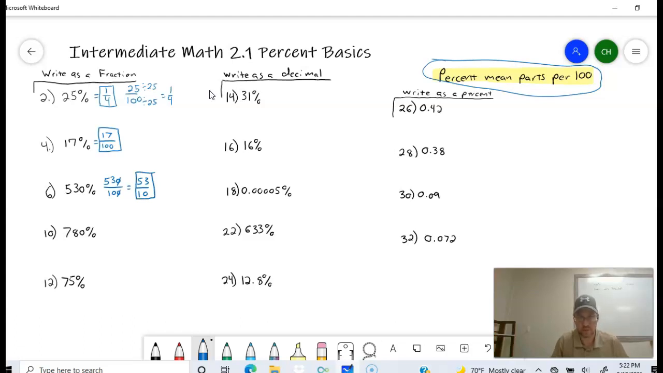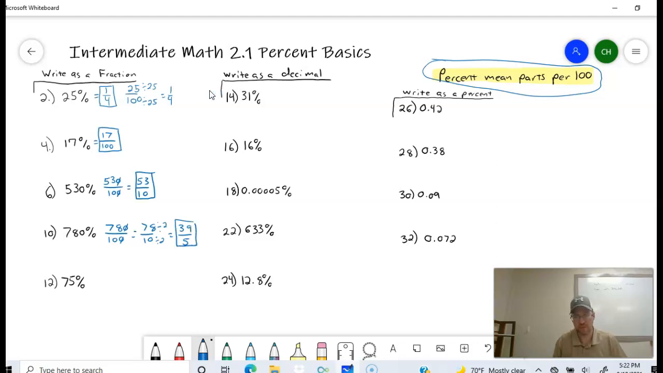What do you think is going to happen on 780%? We're going to put 780 over 100. I'm going to start off with the easy part. I know I can cancel those out, giving me 78 over 10. I also see that the numerator and the denominator are both even. So I'm going to divide them both by 2. And I'm going to get 39 over 5.